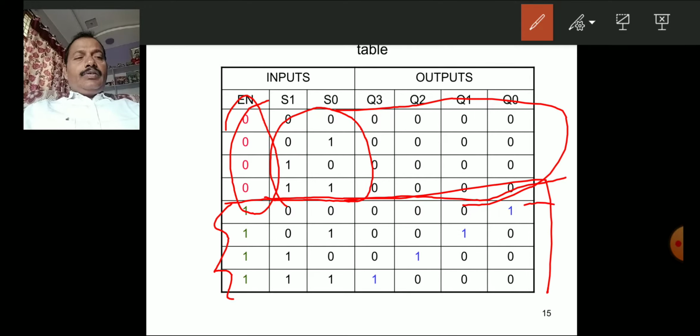That is the enable signal, because if many devices are there in the overall circuit, then to identify and enable a particular decoder and disable other decoders, this type of signal is used.